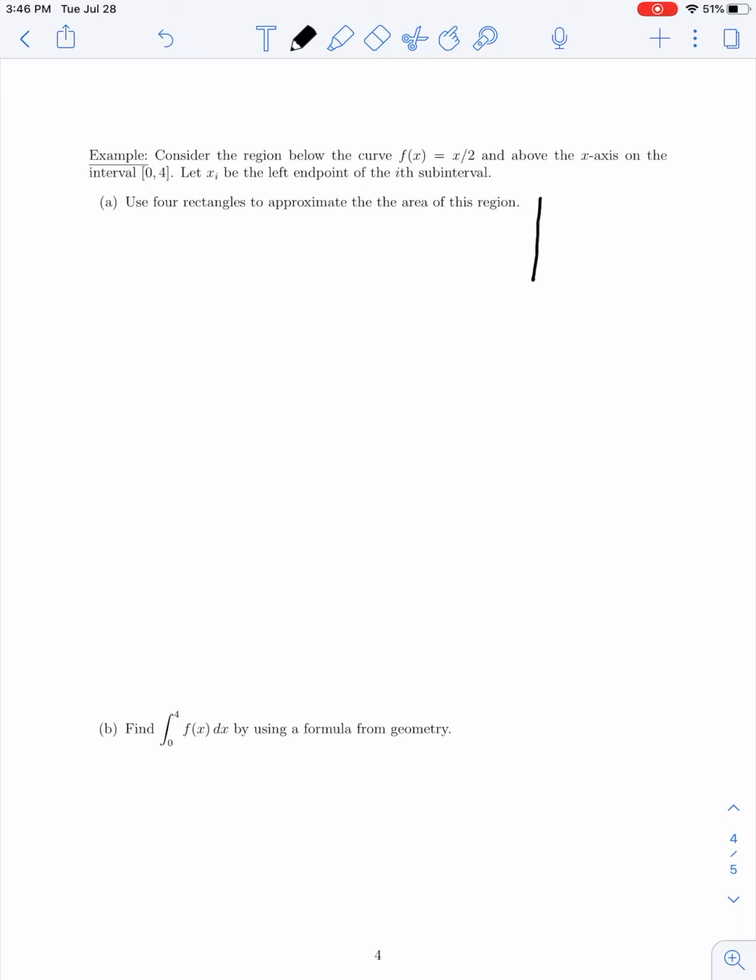So here, let's sketch our region. In the xy plane, we're looking at the graph of x over 2, which is a line through the origin of slope 1/2. So it passes through 0, 0, and then we're looking at this on the interval from 0 to 4. So the height at our right endpoint is 4 over 2, or 2, and we're looking for the area of this shaded region.